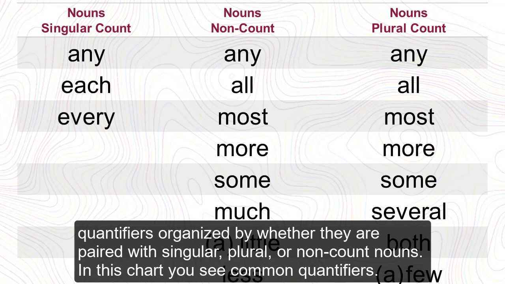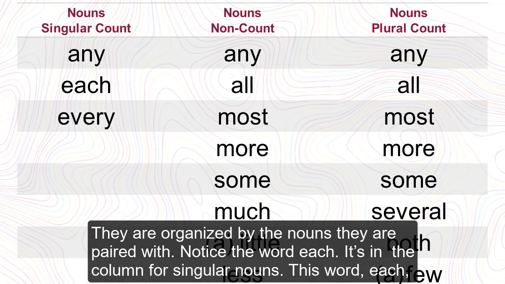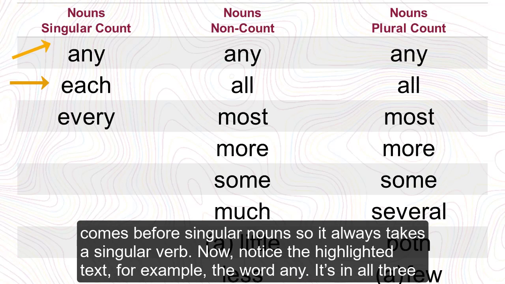In this chart, you see common quantifiers. They are organized by the nouns they are paired with. Notice the word each. It's in the column for singular nouns. This word, each, comes before singular nouns, so it always takes a singular verb. Now notice the highlighted text, for example, the word any. It's in all three columns.